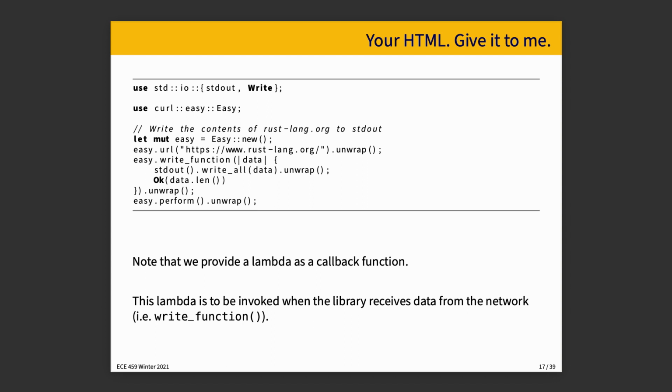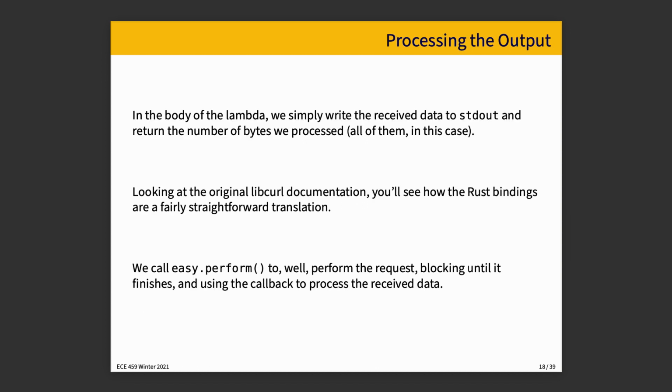The other thing to note, of course, is at the end when we actually want to execute the curl call, we do easy.perform, and perform means start. In this case, perform is blocking because it's an easy handle. We call perform on it, it's blocking. So that means that we wait until we connect to the rustlang.org URL. Once a connection has been established, we start receiving some data, and then for each chunk of data that we receive, the write callback is invoked, and it may be invoked more than once, depending, as I said, on how much data we've actually received.